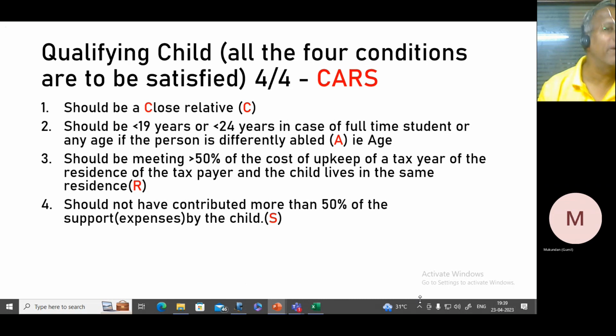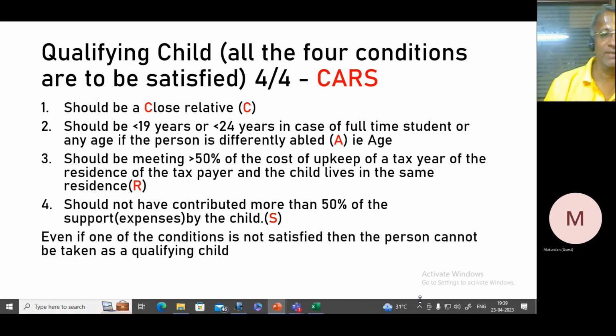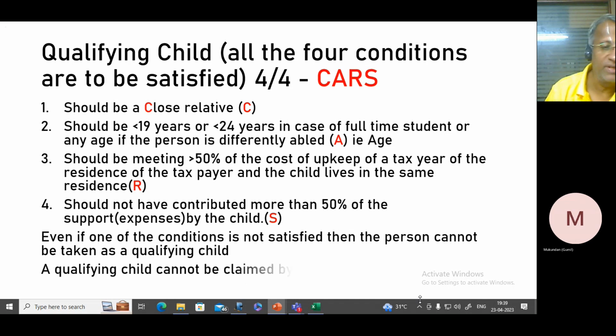That is the reason why you have the 4 by 4 test. Then importantly, even if one of the conditions is not satisfied, so please understand, that means all the conditions are to be satisfied, if even one is not satisfied, then the person cannot be taken as a qualifying child.